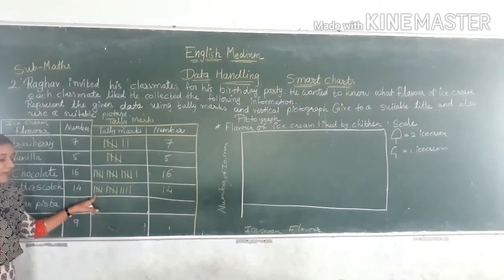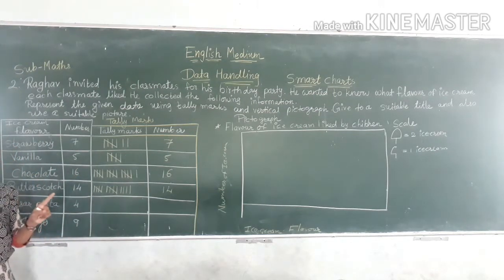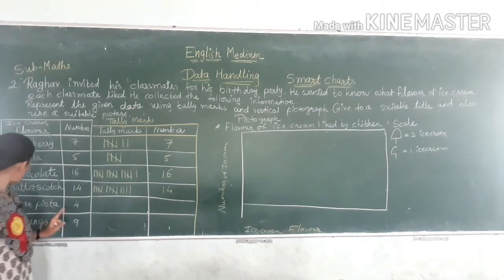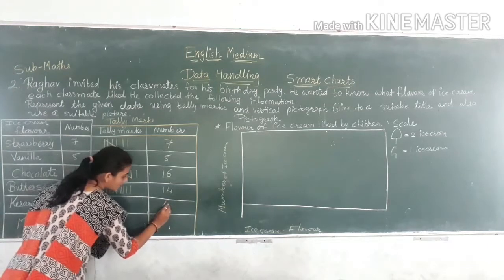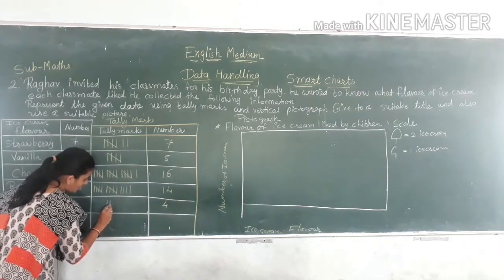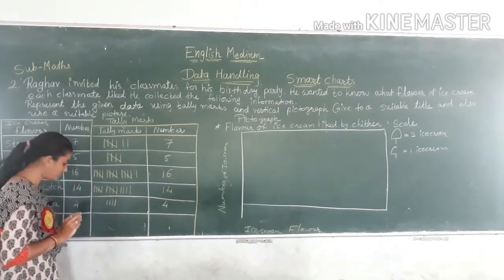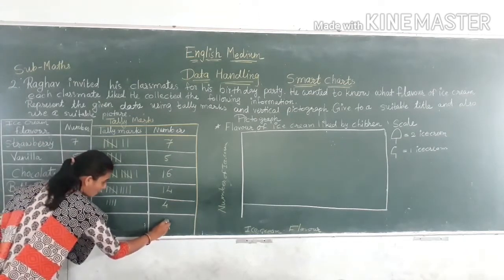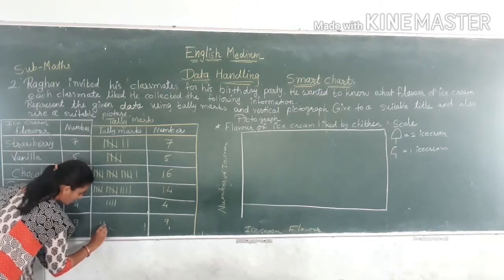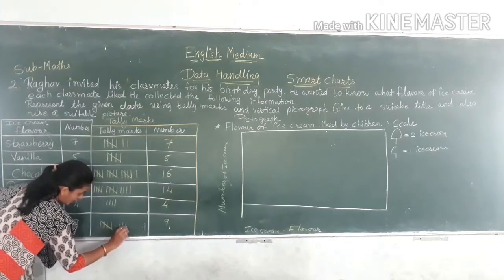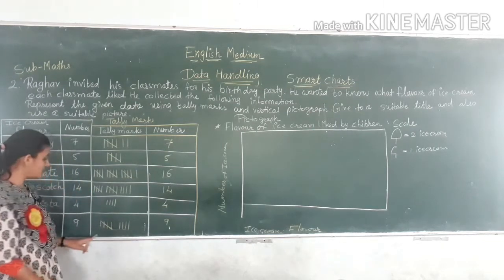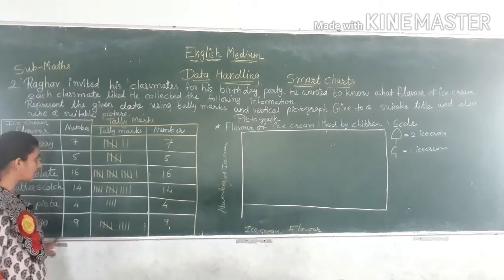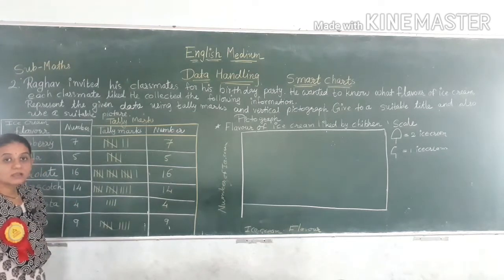1 vertical line represents 1 child. Now here kesar pista, 4 students like. So 1, 2, 3, 4. 9 students like mango ice cream. So 1, 2, 3, 4, 5, 6, 7, 8 and 9. 9 students like mango ice cream. So our tally marks are completed.